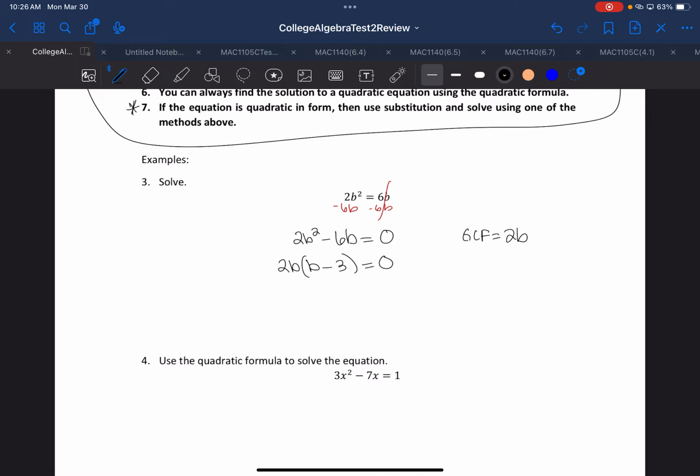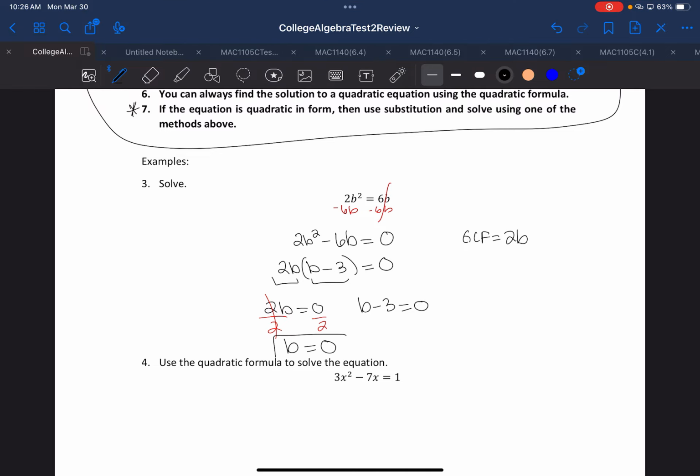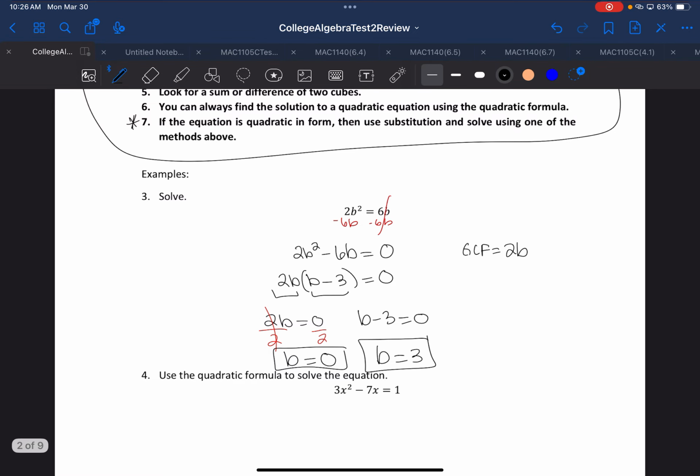And then I set each factor equal to 0. So 2b equals 0 or b minus 3 equals 0. So on the left one, I would divide both sides by 2. And b would just be equal to 0 because 0 divided by anything is 0. And on the right equation, I would add 3 to both sides, so b would just be equal to 3. So I have two solutions to that equation.